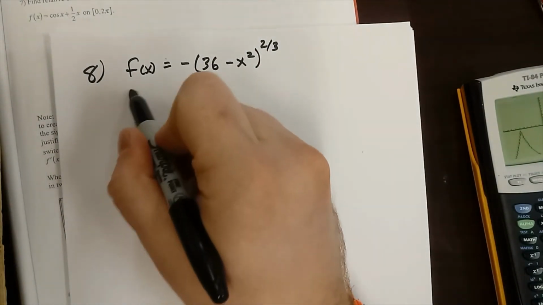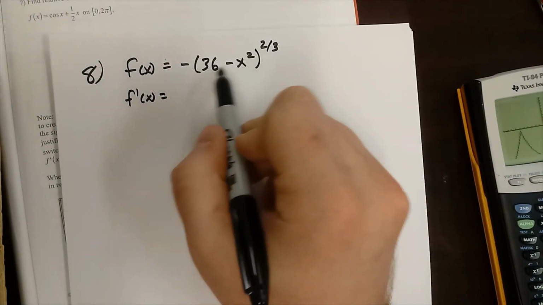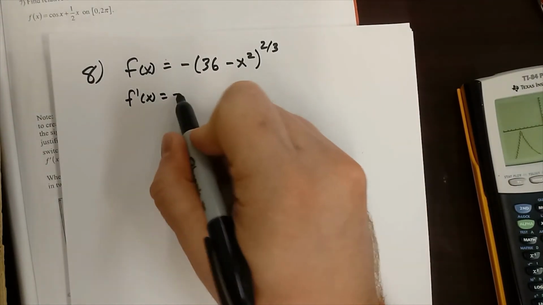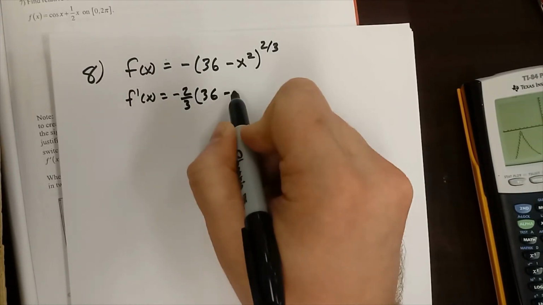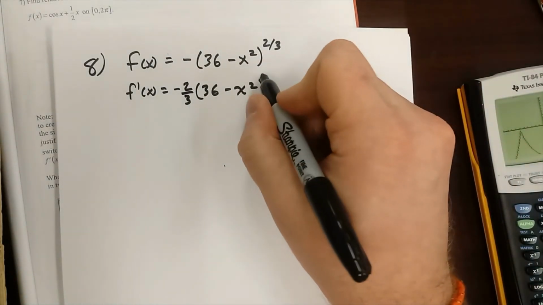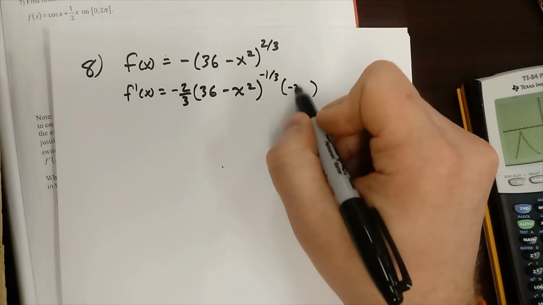So first things first, the derivative of everything. I'm going to do the chain rule on this. So the first thing I do is I deal with the 2/3. So I bring that out front. So then I get 36 minus x squared. And then we'll subtract 1 from the exponent. So nothing major so far. And then we'll multiply by the derivative of the inside, which is negative 2x.